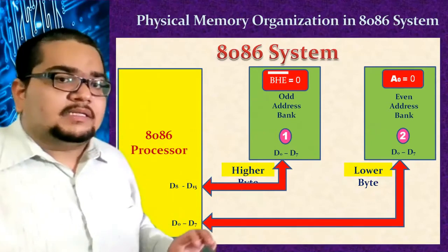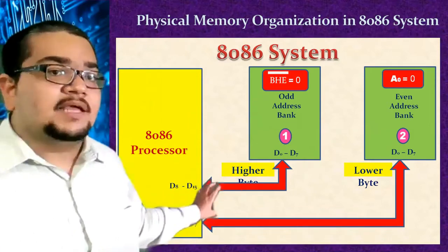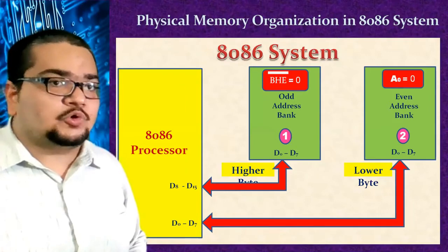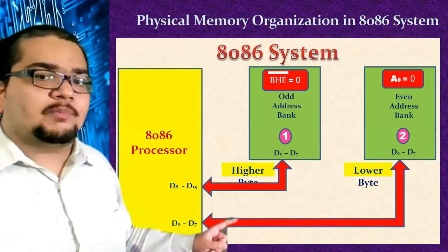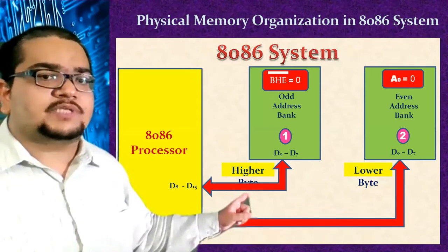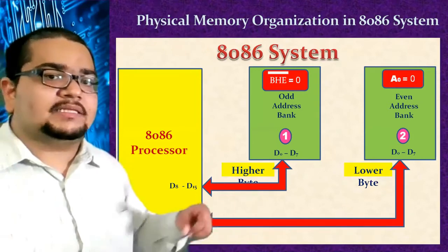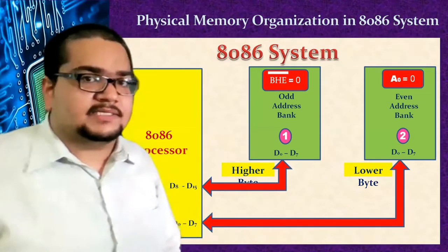Now, as you can see here, instead of giving a complete 16 bits of data to one memory, we have split that data bus into 2 byte formats, D0 to D7 as the lower byte format, and D8 to D15 as the higher byte format. And individually, they are separately connected to these 2 physical memory ICs.